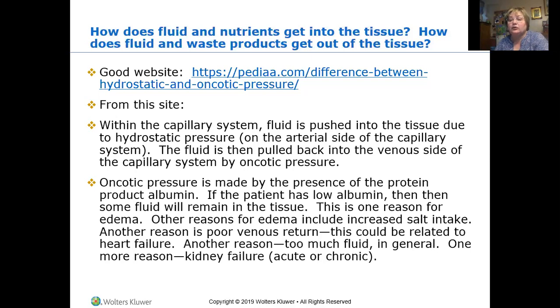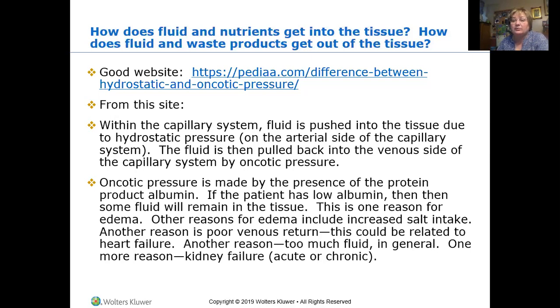It could just be due to increased salt intake. Remember, again, fluid and water follow salt. So sometimes if we have increased salt, we are going to end up with excess water, and some of that fluid will be pushed off into the tissue. Another reason is poor venous return. If it's hard for us to get the blood back to the heart, that probably affects, not oncotic pressure, but the hydrostatic pressure. Heart failure is an example of when you'd have poor venous return and sometimes end up having swelling.